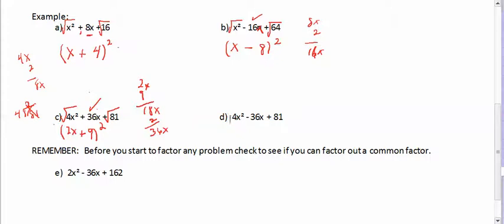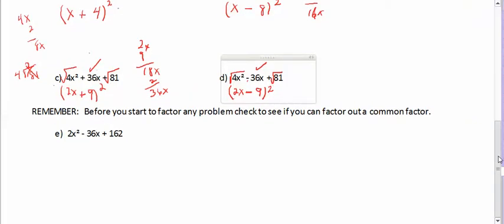Okay, this one looks like the same thing. There's nothing in common, so I take my 2x, I take my 9. 9 times 2 is 18. 18 times 2 is 36. Perfect square trinomial. The sign this time is negative. Parentheses, square it. The sign comes from right here. It's a negative.